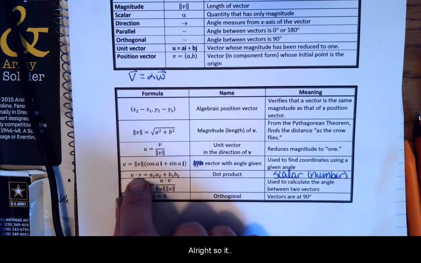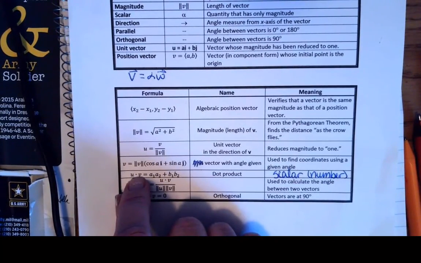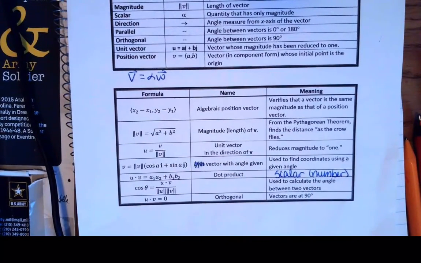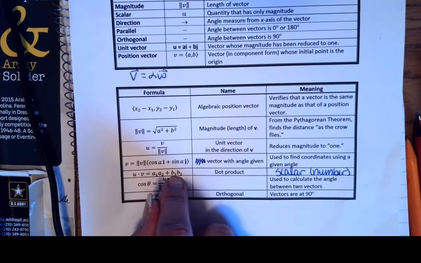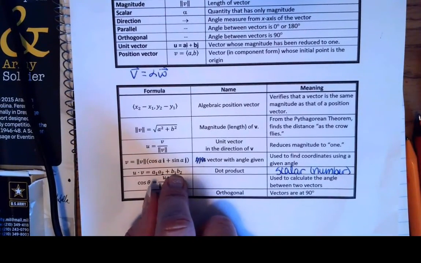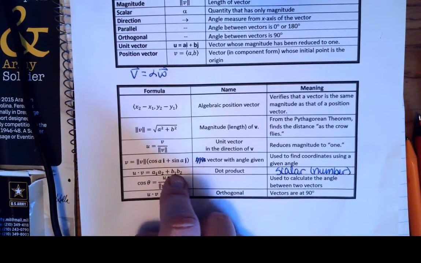All right, so a dot product is going to give you a scalar for an answer. Okay, it's going to give you a number. It's not going to return a vector. And you just multiply your x components or horizontal components together, plus multiply your vertical or y components together.